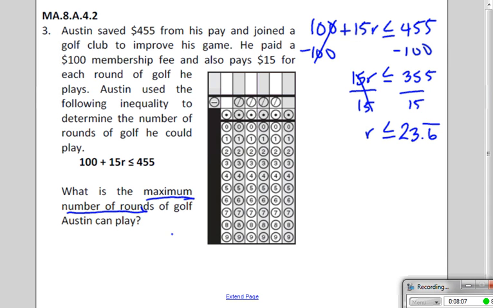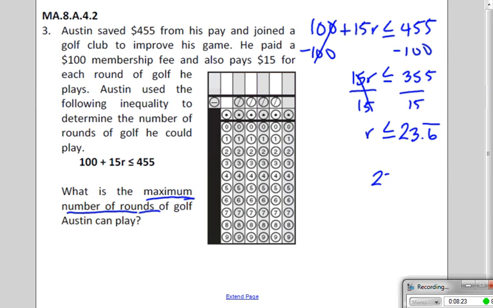So if you were the owner of the golf course and someone came to you and only had enough money to pay for 23.6 rounds, you would not let them play the 24th round because they don't have enough money. So the maximum number of rounds that they can play is 23.